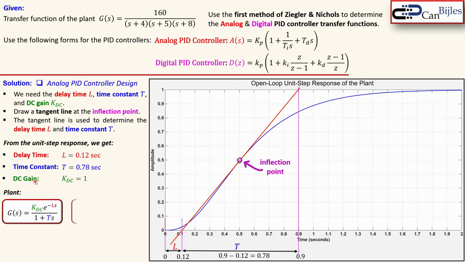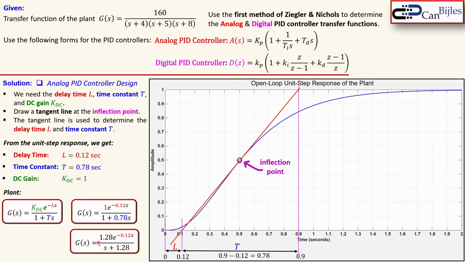So we can now substitute this here. You can say KDC is 1, L is 0.12, that's actually what you see here in the exponent, and also this 1 plus 0.78. Now we can rewrite this so we can see also the pole clearly. So what you do actually is you divide the numerator and denominator by this 0.78, and you get here actually 1.28. So your pole is at minus 1.28 for the first order system. So this is now practically your model if you do not have the transfer function.